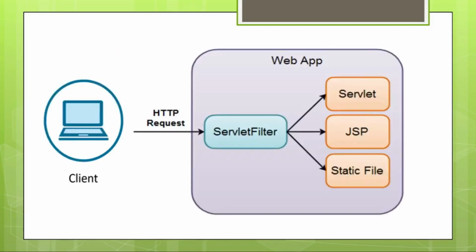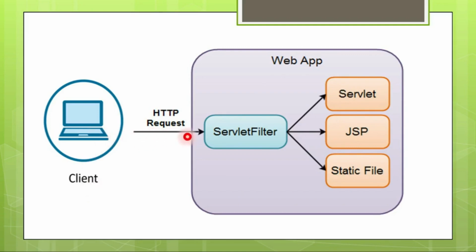Before I talk about what we can really filter and what advantages we have by placing a filter before the request hits the application server, I want to show how the filter looks in the application server. This is your web server or application server. In the application server, you have resources like servlets, JSPs and static files. And this is your client.